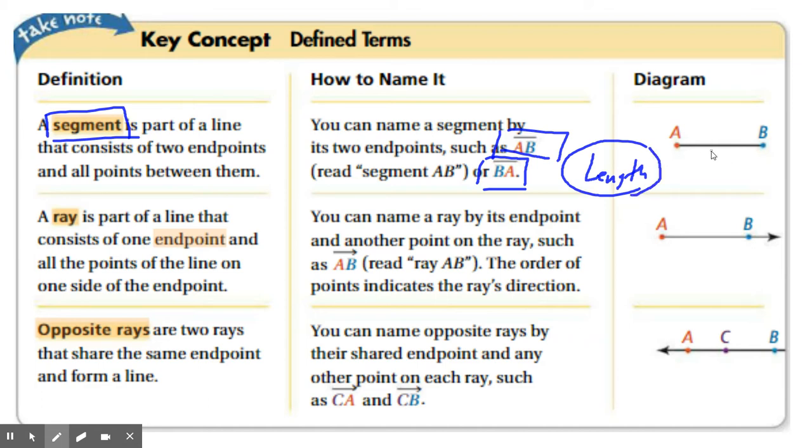A line, because it goes on infinitely in both directions, you can never measure a line. You can't find its length. Next, a ray. So a ray has one endpoint and then extends infinitely in one direction. So it has a starting point.